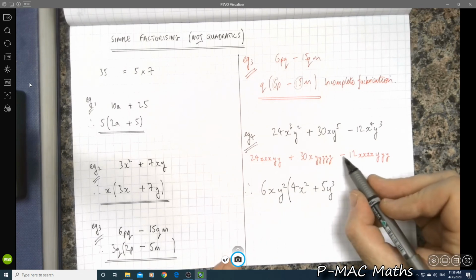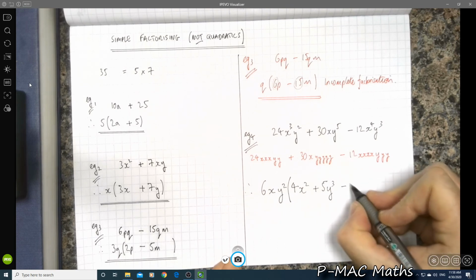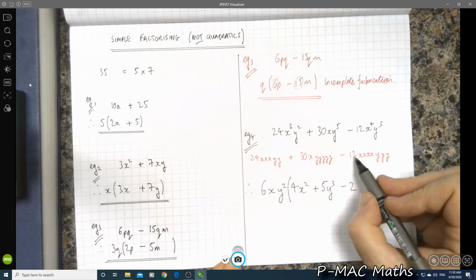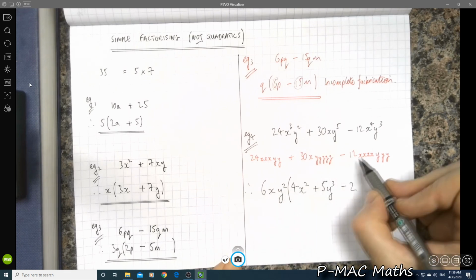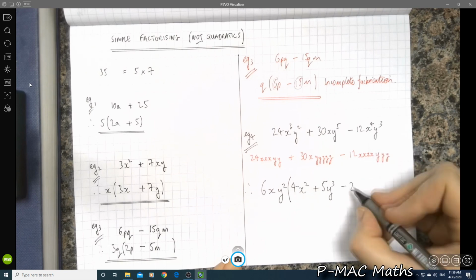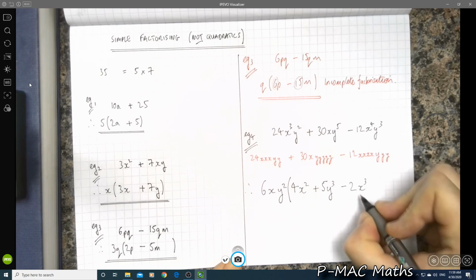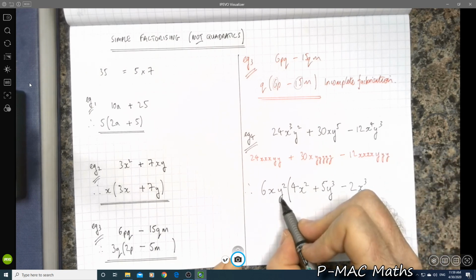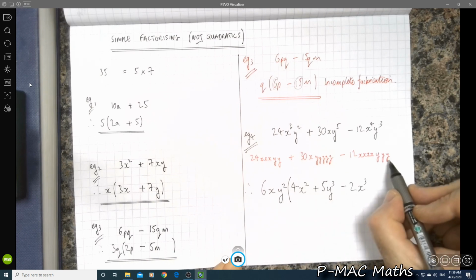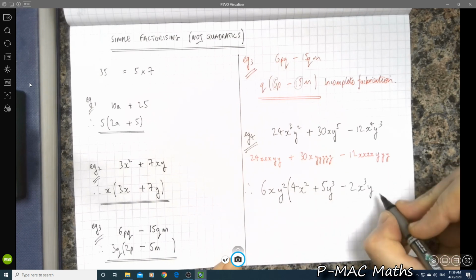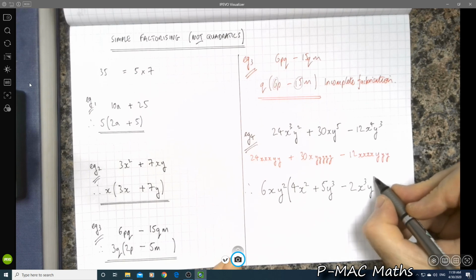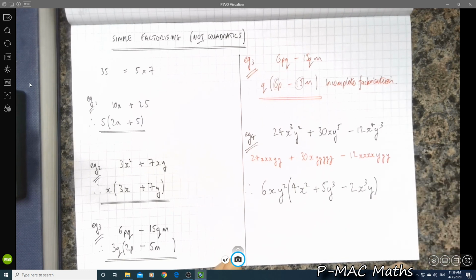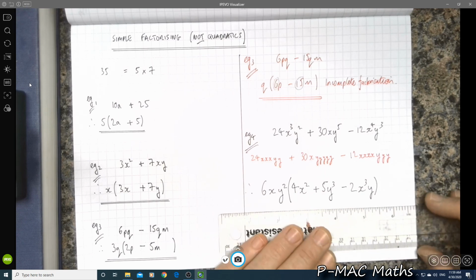And then the last term, I'll need a minus 2, 6 times minus 2 would be minus 12. I have an x here, and there are 4 x's multiplying in this term, so I need 3 more x cubed. I already have a y squared on the outside, and I need 3 y's multiplying here, so I'm going to need 1 more y for that term. And there we go, I have factorised that fairly horrendous looking expression.